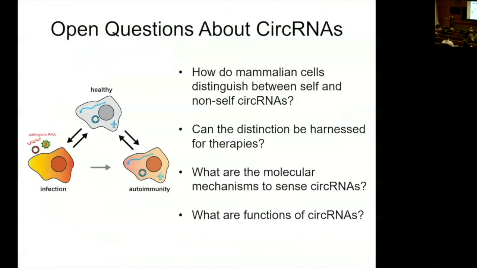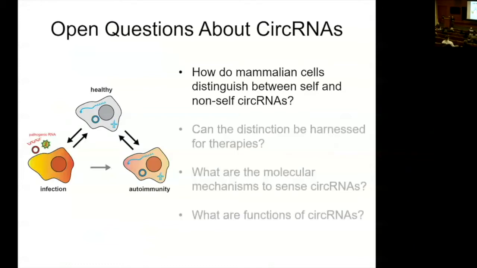Then we wondered, if they have this distinction and this ability to distinguish between self and non-self, can we harness that for specific therapies specifically related to cancer? We also wanted to understand what are the molecular mechanisms to sense foreign circular RNAs and self-circular RNAs. And finally, given all of these tens of thousands of circular RNAs, both virally and endogenously encoded, that become dysregulated in disease, what are the functions of these circular RNAs? And might we be able to target them for specific therapies?